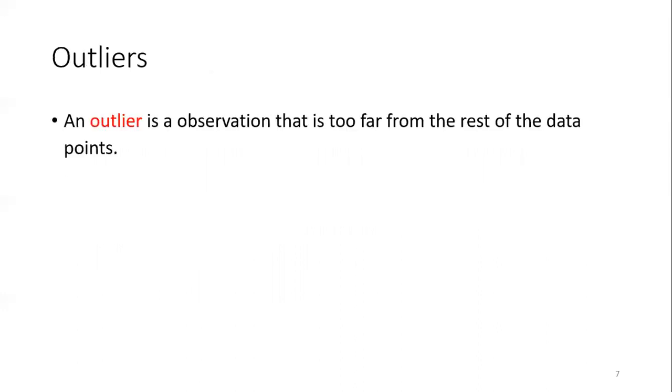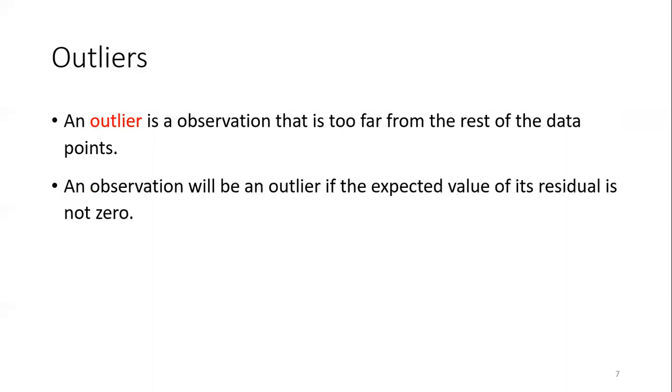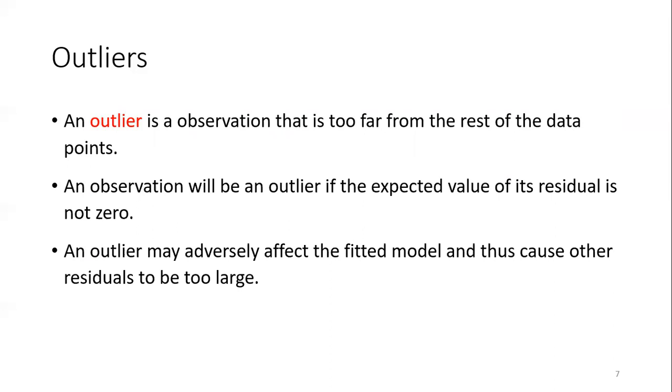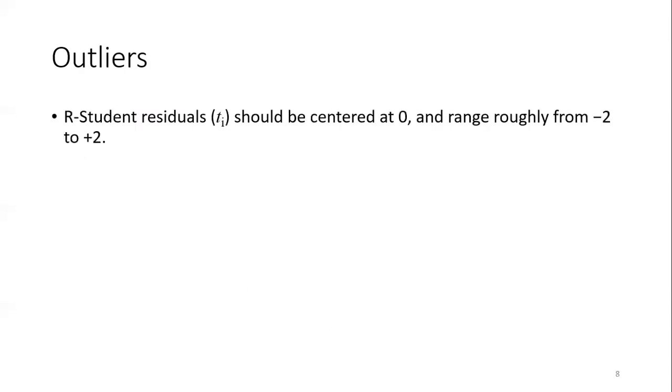So what's an outlier? An outlier is an observation that is too far from the rest of the data points. That's out of the rest of the data. An observation will be an outlier if the expected value of its residual is not 0. An outlier may also adversely affect the fitted model and thus cause the other residuals to be too large. It also affects the prediction ability of the linear regression model.